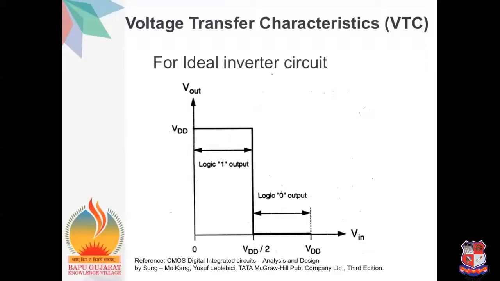So whenever the input is between 0 and the threshold voltage VDD by 2, which means logic 0, at that time the output is logic 1. And whenever the input voltage is between the threshold and VDD, which means logic 1, logic high, at that time the output is a logic 0 voltage. So the threshold voltage is VDD by 2, and based on the threshold voltage, the input is converted into the output voltage. This is the voltage transfer characteristics of the ideal inverter.